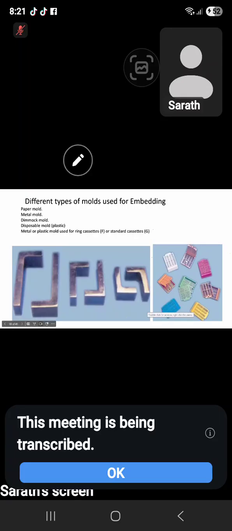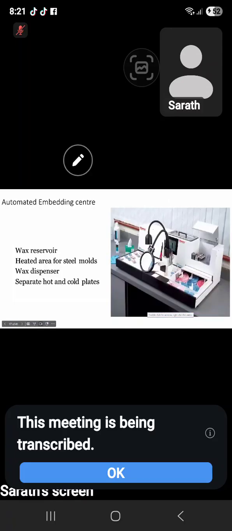Open the cassette, and we can keep it on the top of the mold, the mold filled with the wax. Place the tissue in the center, and after that, keep this on top of that, and keep the whole thing on the cold plate. In about 5 minutes, it will solidify, and after that you can remove it. The block can be taken out.